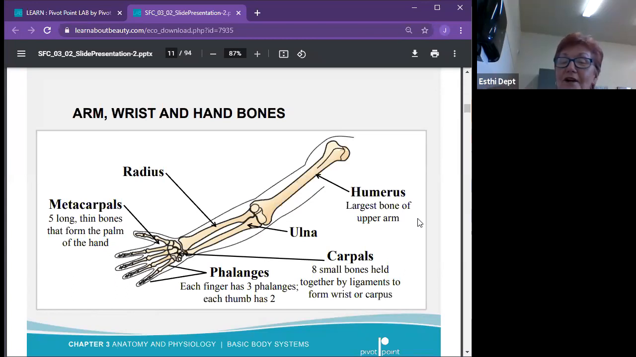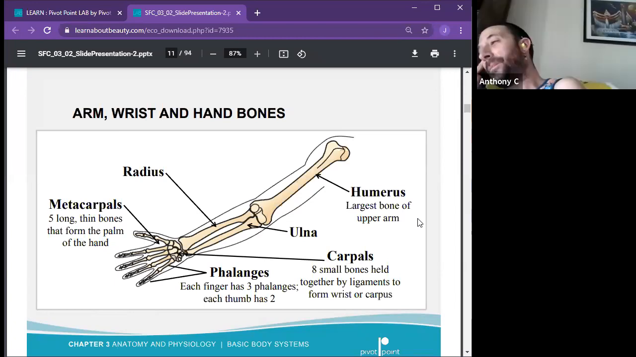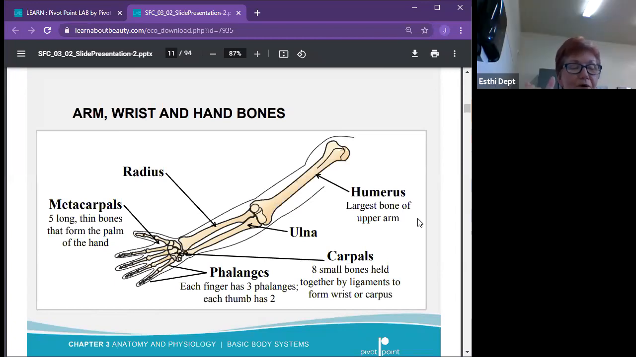All right, so you know what our radius is, right? It's the thumb side. The ulna now is the bone that's on the little finger side. So it's on the outside right here. That one's not much fun. It's just the radius that's fun. So going back to that humerus, there's only one bone up here. The ulna is one bone here, and the radius is one bone here.